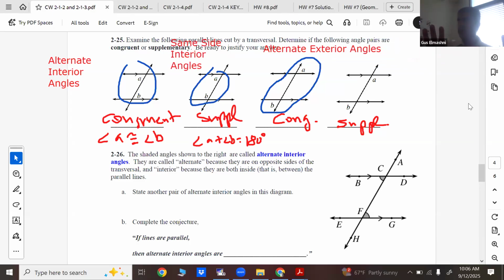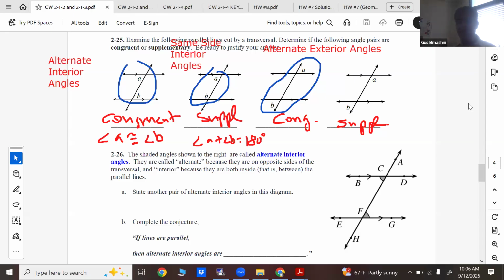Okay, so I'm not going to move the screen. Look at this one here. Ed, you want to read 226, please? Love to hear your voice. The shaded angles shown to the right are called alternate interior angles. They're called alternate because they're on the opposite side of the transversal, and interior because they're both inside, as between parallel lines.